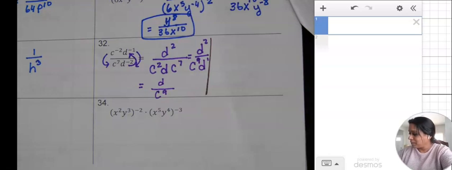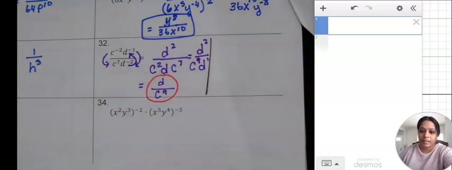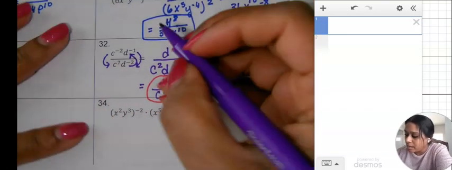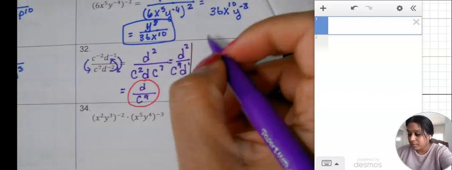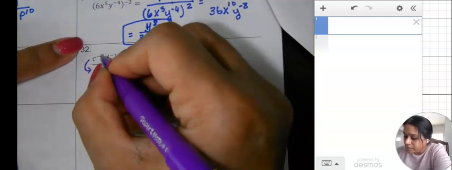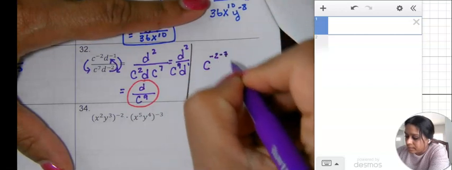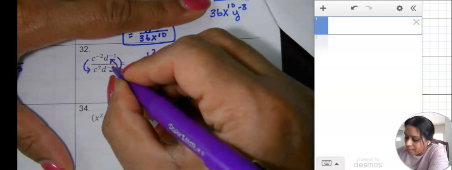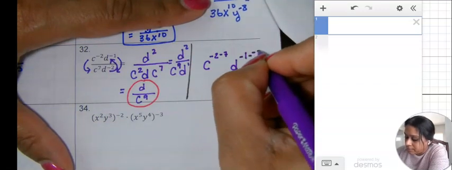That was a little bit more complicated than I expected, but that's what that is. Another way you can do this problem is we can go ahead and combine the like variables first. So I can do c to negative 2 minus 7, and then times d to negative 1 minus negative 2.